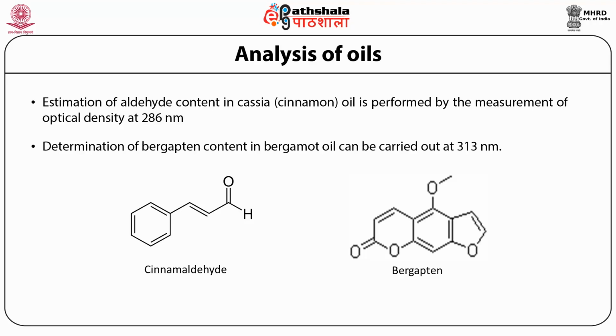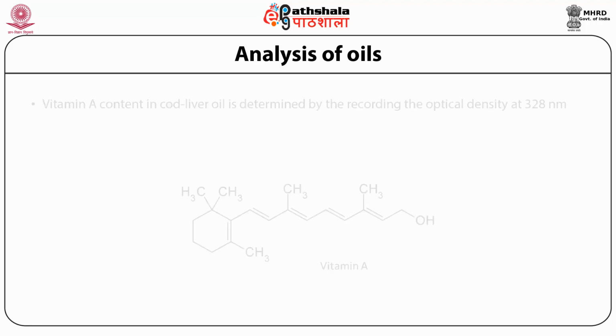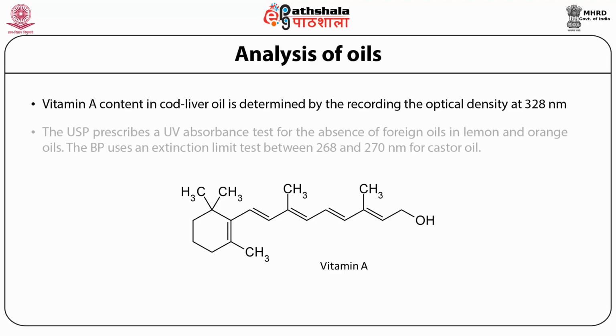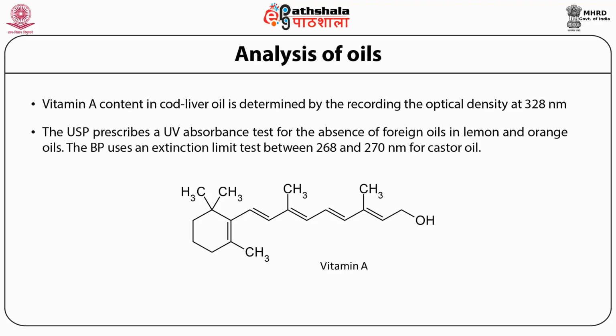By UV spectrophotometry, vitamin A content in cod liver oil, which, as you can see in this picture, has conjugated double bonds, can be determined by recording optical density at 328 nanometers. So vitamin content in cod liver oil and other products which contain cod liver oil can be determined effectively using a UV spectrophotometer. USP prescribes a UV absorbance test for the absence of foreign oils in lemon and orange oils.